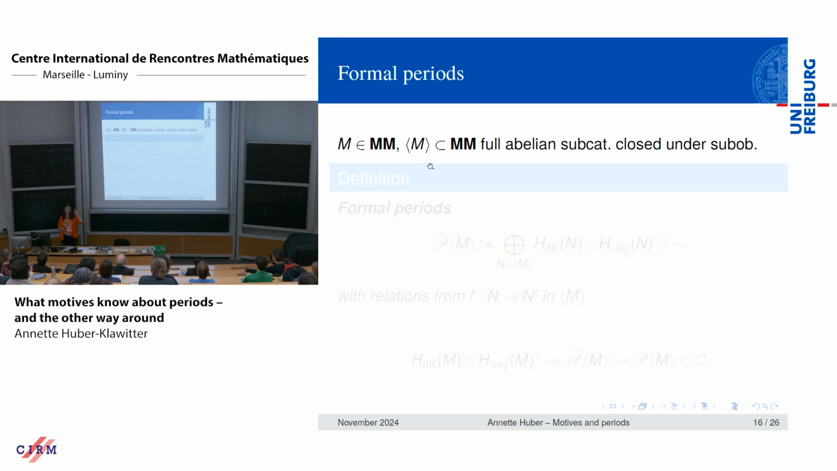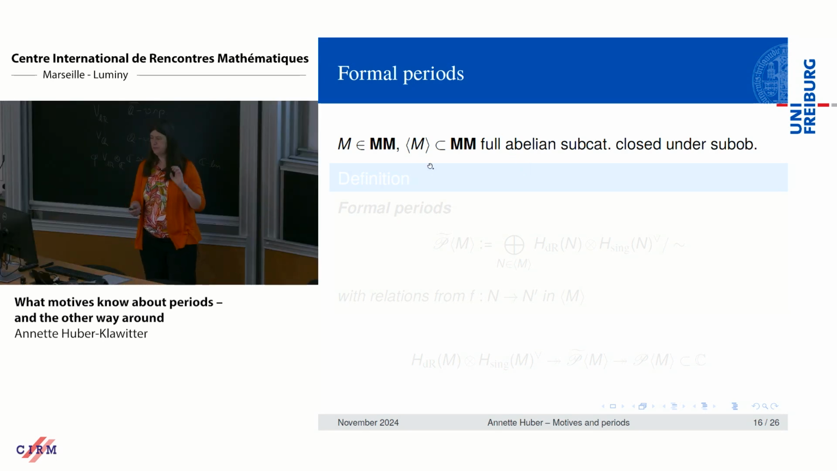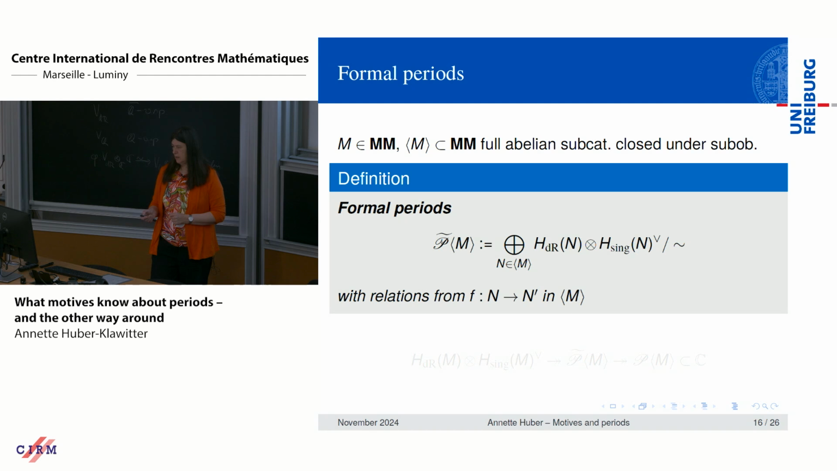So let's pick a single Nori motive, and then the category generated by this single Nori motive. What I mean by this is I'm taking the full subcategory closed under sub-objects, but generated by a single object. Then for this category, I get formal periods. It's this P tilde.